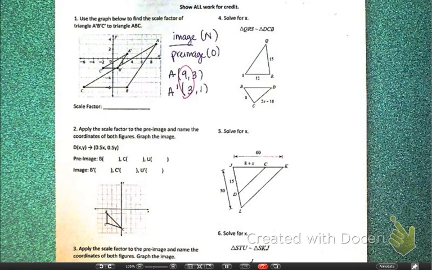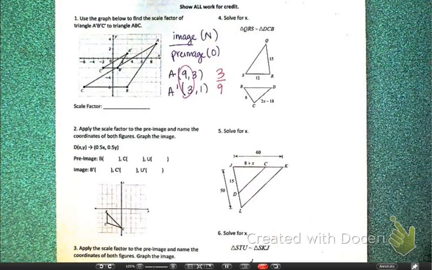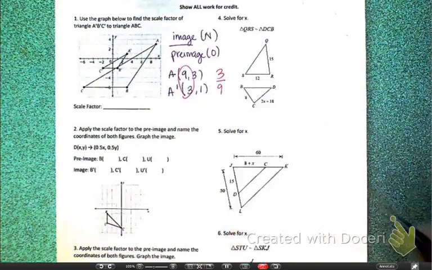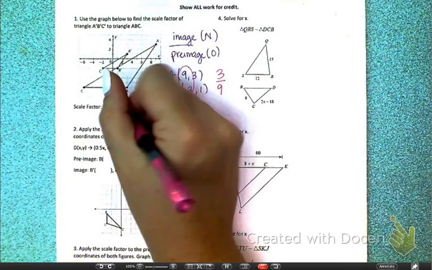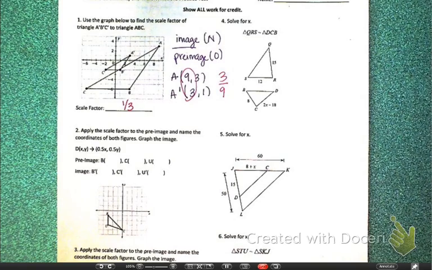New over old. The new is the one with the prime. So you should have 3 over 9, which reduces to 1 over 3. If you have 3 over 1, it is wrong. Okay, because it's the new over the old.